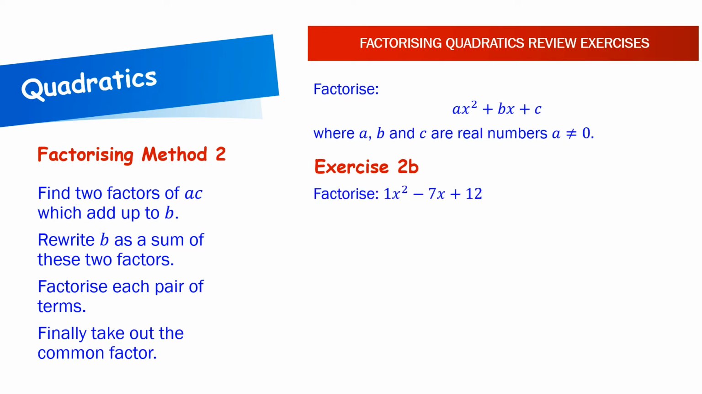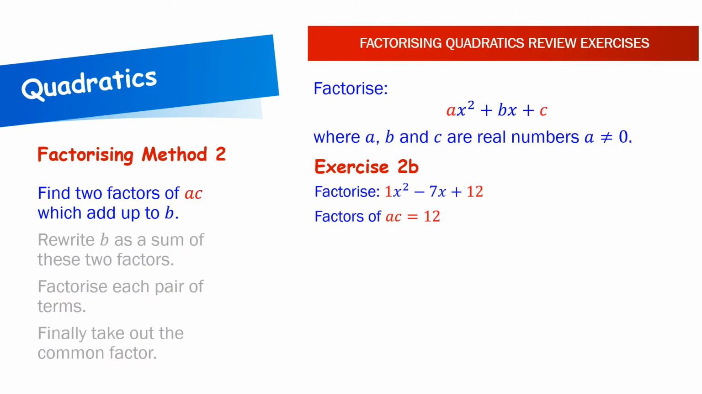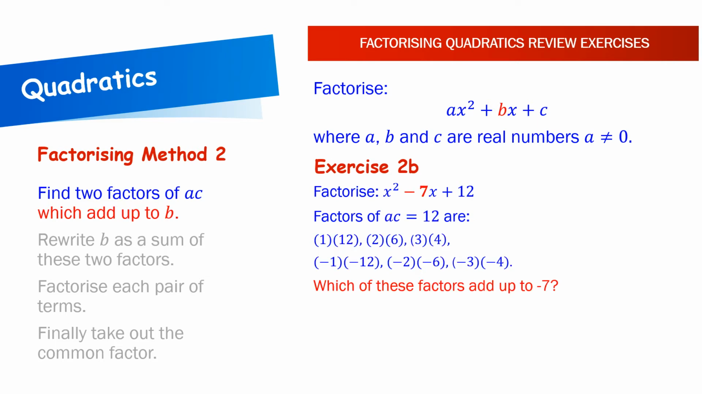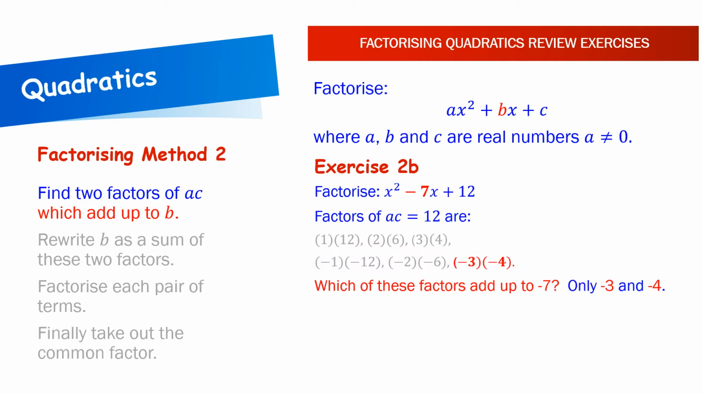We are required to factorise x squared minus 7x plus 12. The factors of AC equals 12 are 1 and 12, 2 and 6, 3 and 4, minus 1 and minus 12, minus 2 and minus 6, minus 3 and minus 4. Now, which of these factors add up to minus 7? Out of these factors, only minus 3 and minus 4 add up to minus 7.